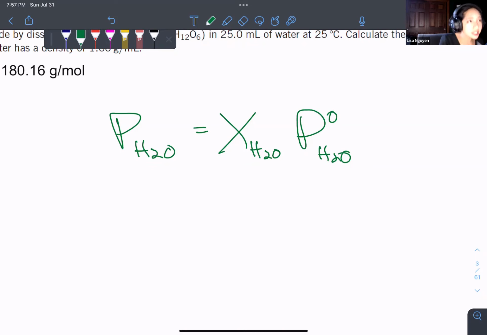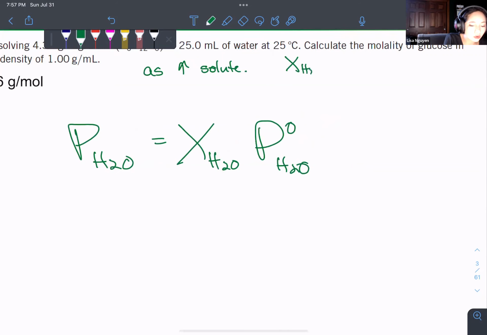Freezing point temperature decreases as we add more solute, and boiling point temperature increases. So let me just write that. What did I just say? As you increase the amount of solute, so let's say we just add salt or something, what we'll see is that the mole fraction of water, or your solvent, actually goes down.